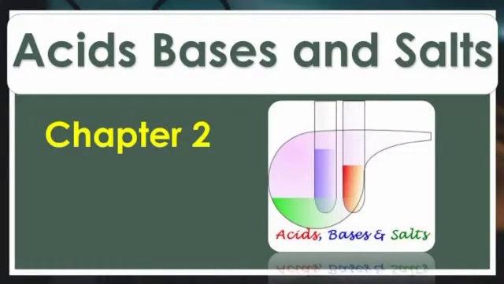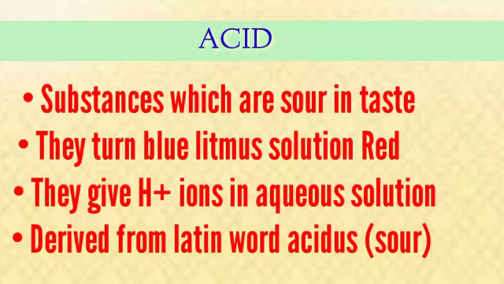In this video, we are going to study acids, bases and salts. So let us see what acids, bases and salts actually are. Acids are substances which are sour in taste. They turn blue litmus solution red. They give positive H ions in aqueous solution, and the word is derived from the Latin word acidus, which means sour.